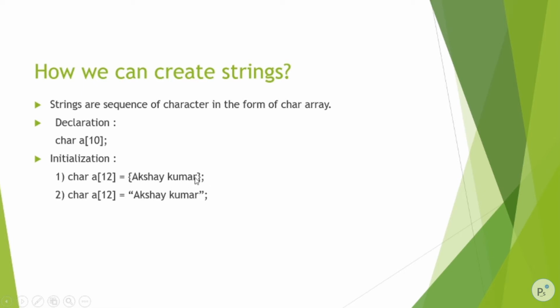If there were something after this string, another string or character, it can't hold it, because the size of our character array is 12, so it will hold up to 12 characters. Got it? Okay, we can do it in another way too: char a of 12 equal to Akshay Kumar. Oh sorry, previously it was in curly braces, but now it's in double quotes. In these two ways we can create strings.